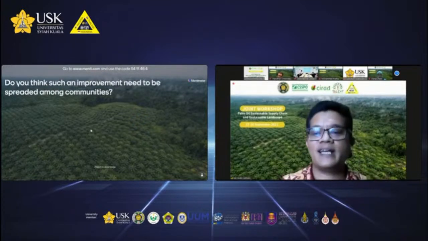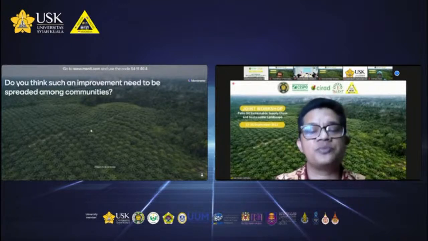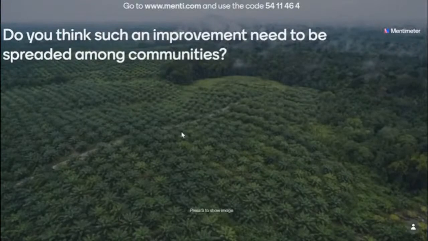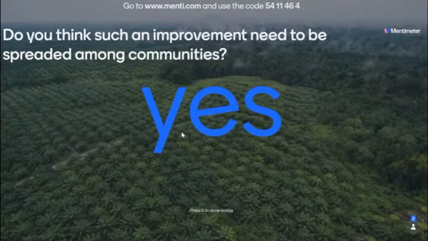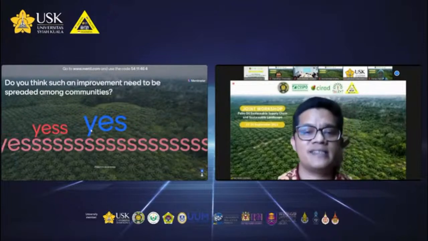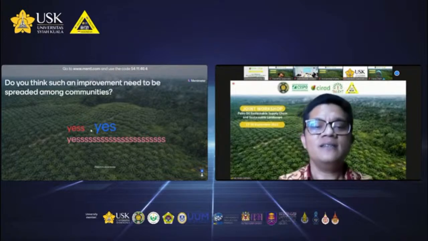to improve our 2022 workshops. Okay, next. Do you think such an improvement needs to be spread among communities? I mean, the general insight you have gained in this workshop, does it need to be spread among the communities? Okay, yes, I get 2 yeses. Yeah, we should, 3 yeses. I think we should spread it.